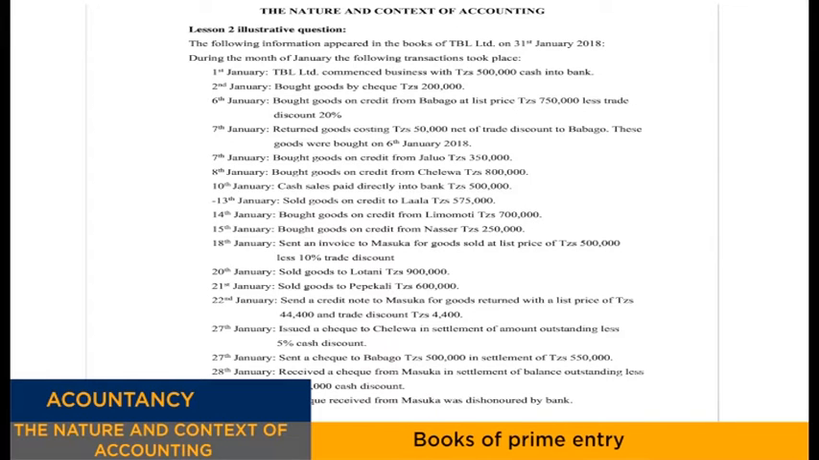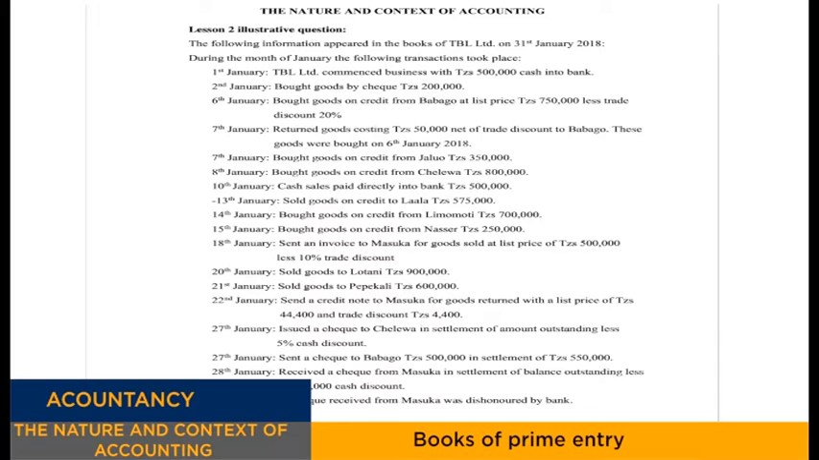Our lesson 2 illustrative question. The following information appeared in the books of TBL Limited on 31st January 2018. During the month of January, the following transactions took place. On 1st January, TBL Limited commenced business with Tanzania shillings 500,000 cash into bank. On 2nd January, bought goods by check, Tanzania shillings 200,000. On 6th January, bought goods on credit from Babago, list price 750,000 Tanzania shillings, less trade discount 20%.